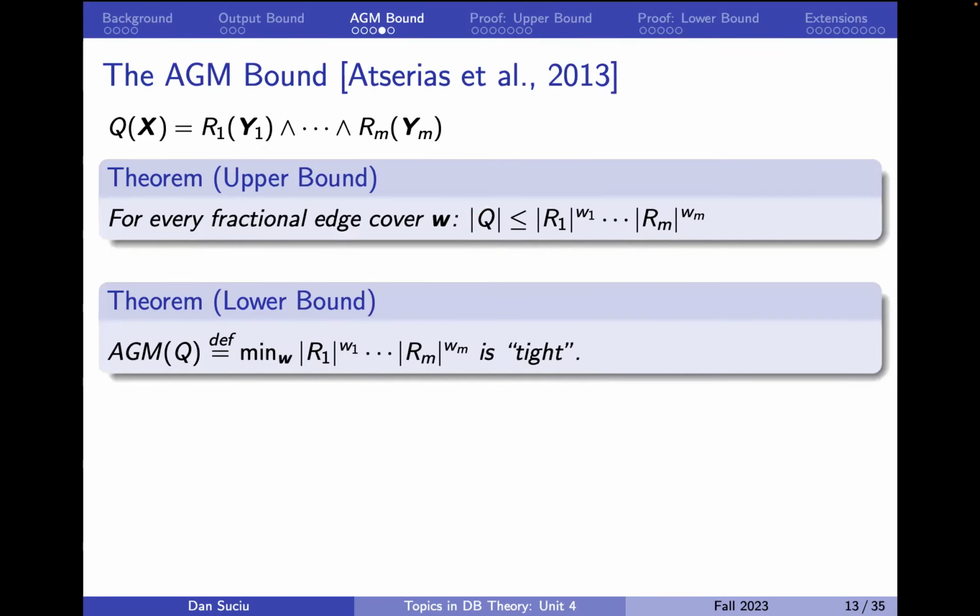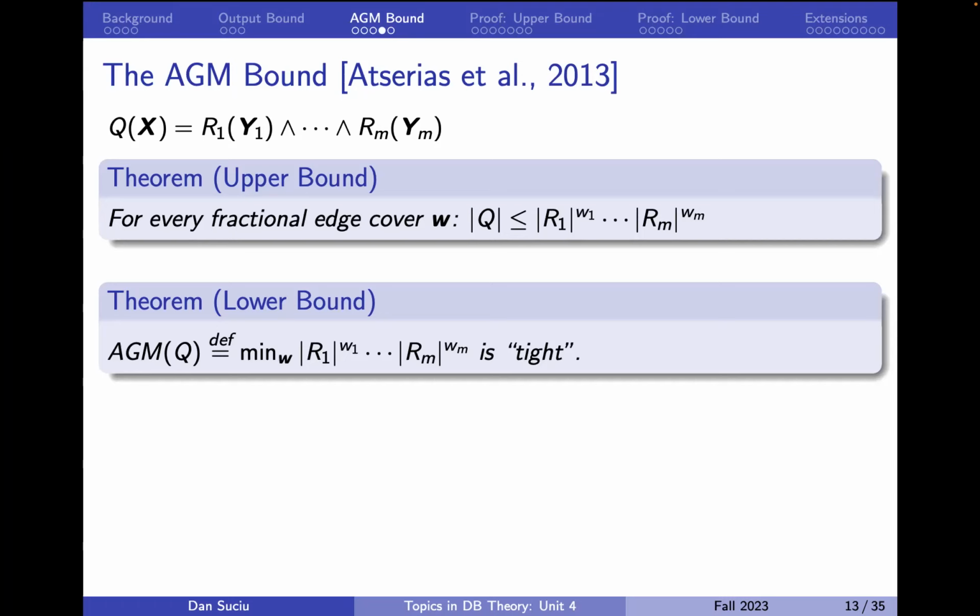Moreover, this bound is not ridiculously bad. It's not infinity, but it is tight, in the sense that we can actually find a database, maybe different from our input, but one that has the same upper bounds on the sizes of the relations, on which the query output is almost as big as the minimum over all possible fractional edge covers.